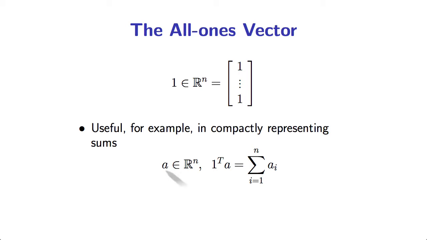So if we have a vector a in R^n, and we want to write the sum from i equals 1 to n of a_i, that's, we want to sum up all the values in a. We can write that compactly as just the inner product of the 1 vector and a. It's 1 transpose times a. And this one here can sometimes be much easier to write than having a sum every time we want to write something like that.